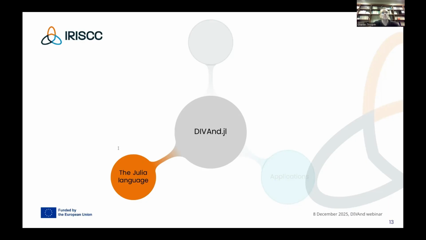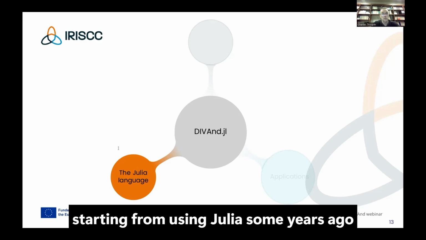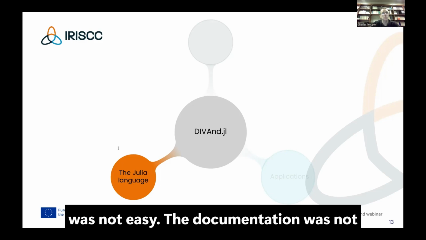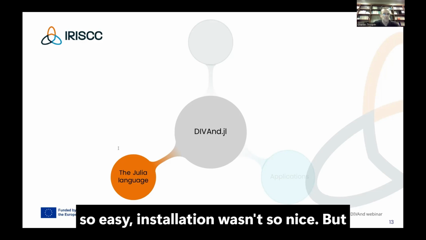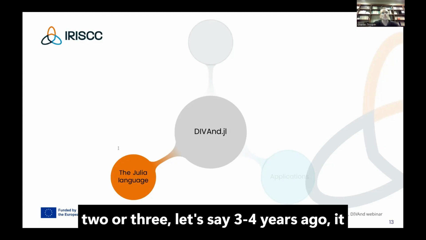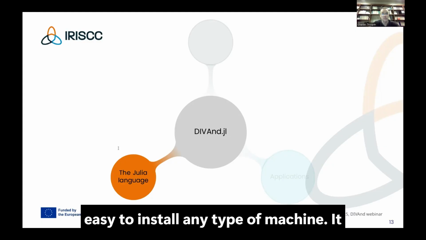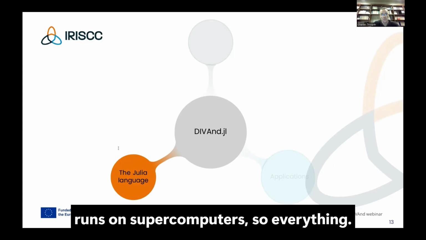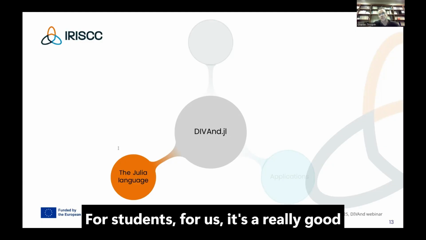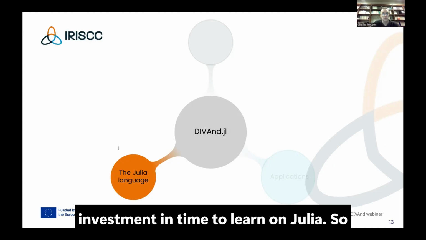So I would say starting from using Julia some years ago was not easy. The documentation was not so easy, installation was not so nice. But 2 or 3, let's say 3 or 4 years ago, it really changed, and now it's very easy to install on any type of machine. It runs on supercomputers, etc. So for students, for us, it's a really good investment in time to learn Julia.